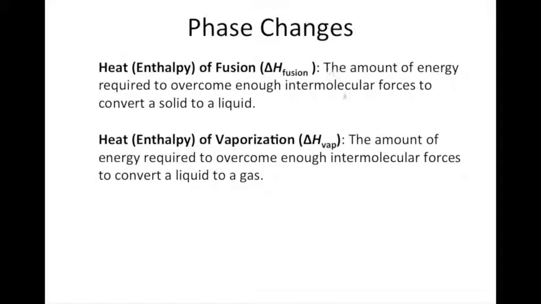The enthalpy of fusion: the amount of energy required to overcome enough intermolecular forces to convert a substance from solid to liquid. And again, going from solid to liquid, we're breaking intermolecular forces, so the delta H value would be positive. The reverse, if we were going from liquid to solid, the value would be the same, but it would be a negative delta H.